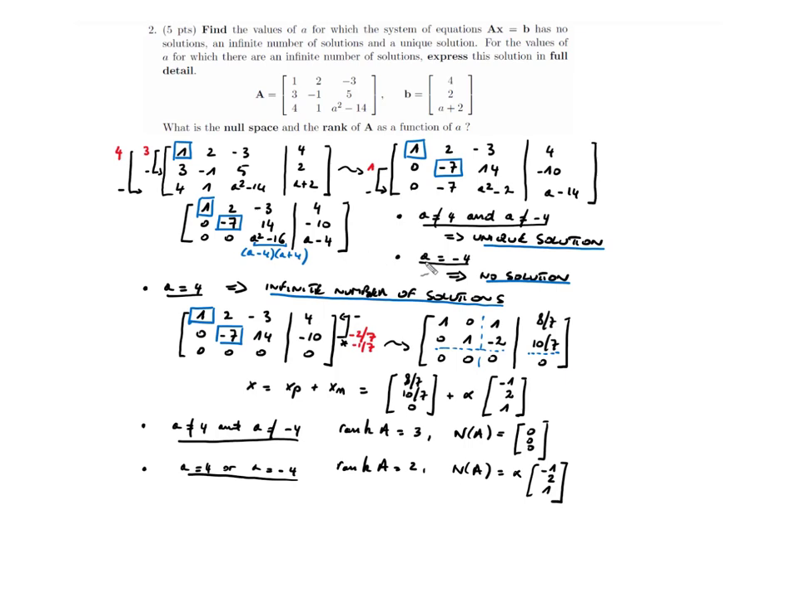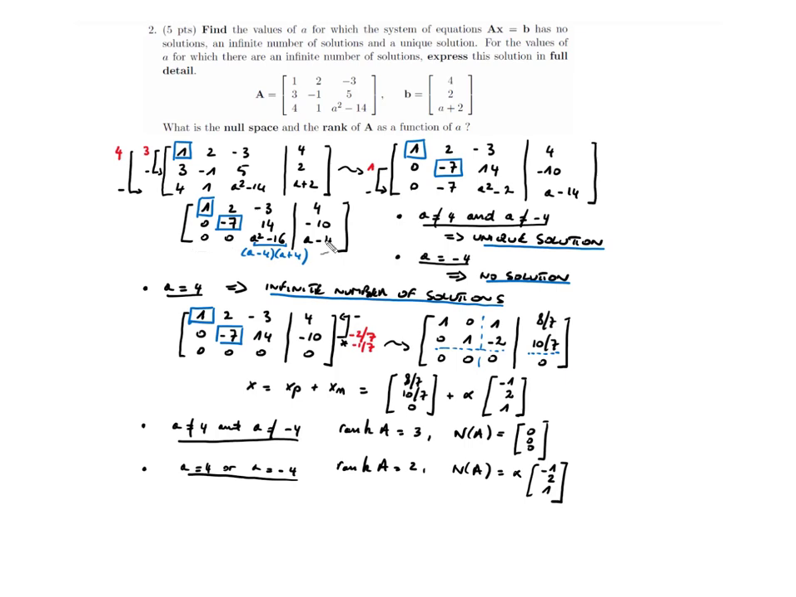If A is equal to -4, you'll have a 0 over here, but this element will be -8, so you'll have an equation of the type 0 times x3 is equal to something that is different from 0, so obviously there is no solution.